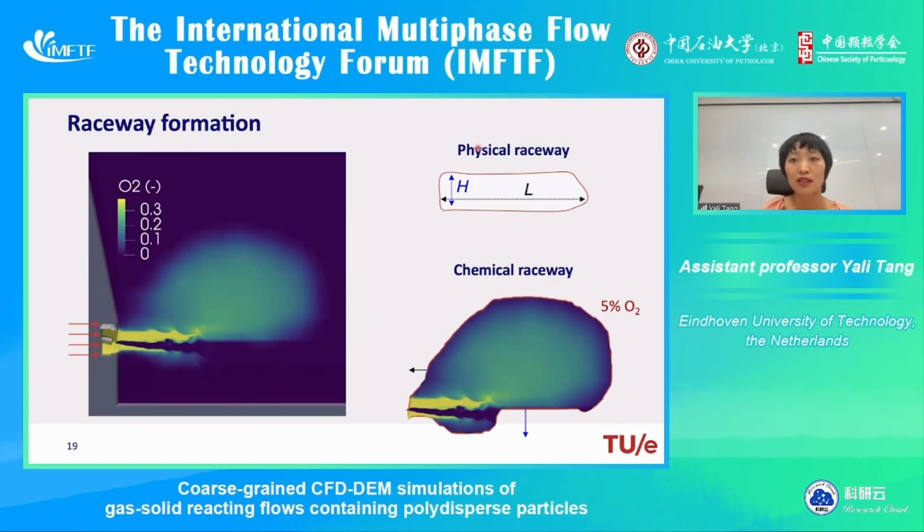So you can see that the shape and size of this physical and chemical raceways are completely different. And actually, in most of the literature, it is reported with physical raceway. However, we think it's much more interesting to look at the chemical raceway, because where the oxygen is located is actually where it should be supplied for the coal and the coke gasification, and thus to be able to see whether the combustion is efficient.